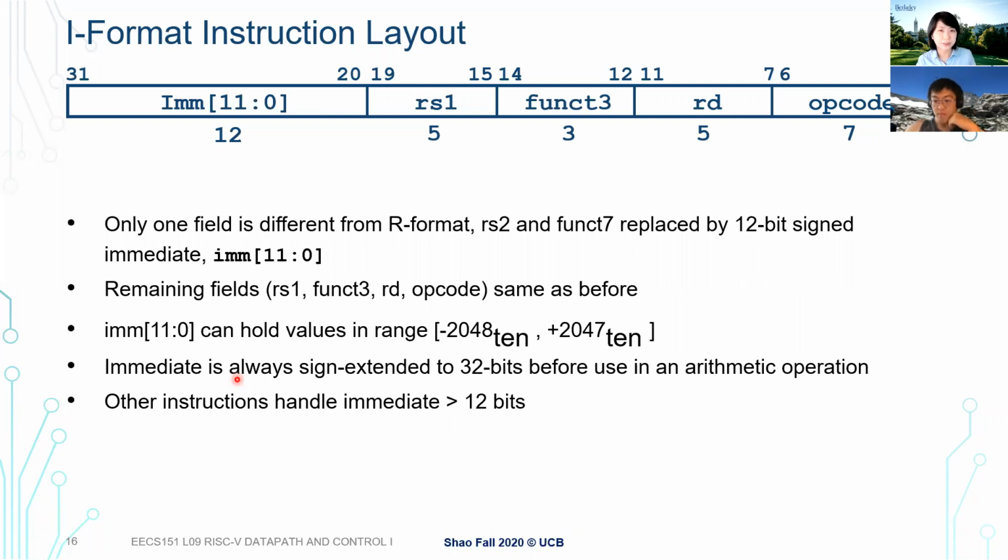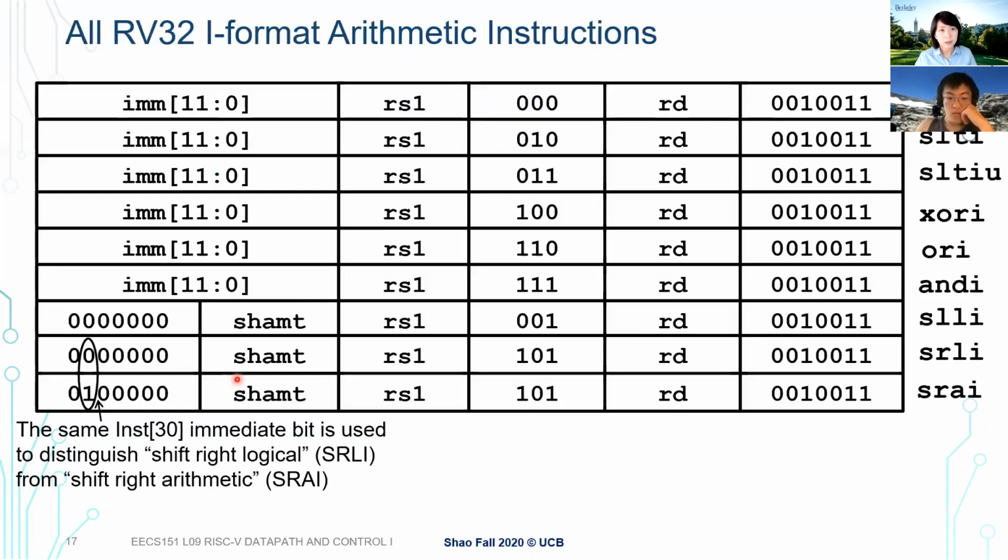We'll talk about other instructions later to handle if we want to have an immediate that is greater than 12-bit. So there are a few I-type instructions as well here. All the I-type instructions have the same opcode field, and they only have a destination and source register. So instead of 2 source registers, we only have 1 source register, and the other operand, instead of coming from a register, is actually coming from an immediate that's already encoded in our instruction.